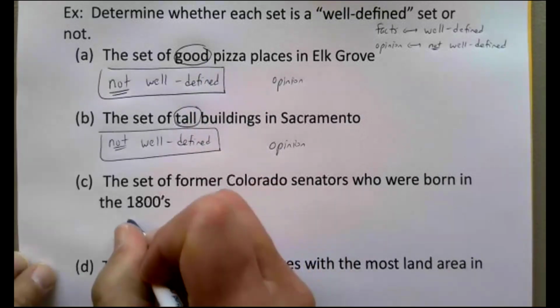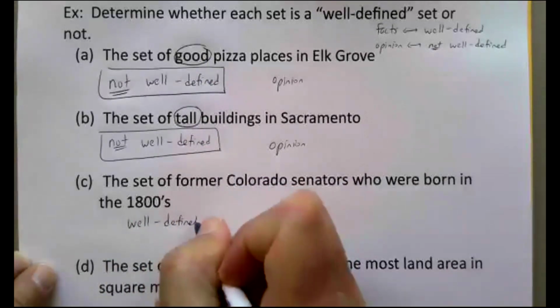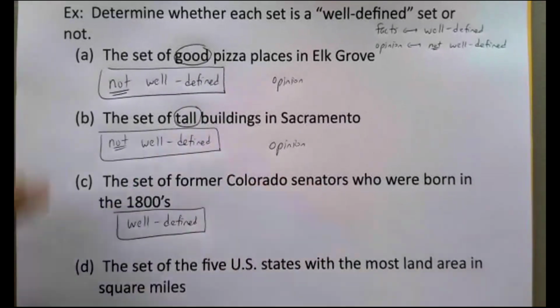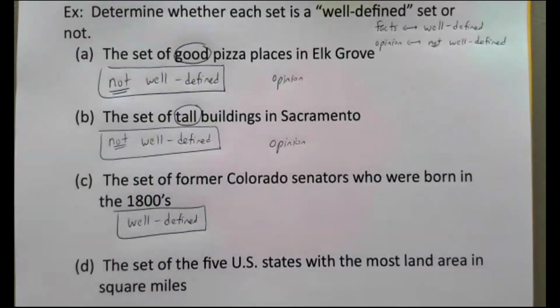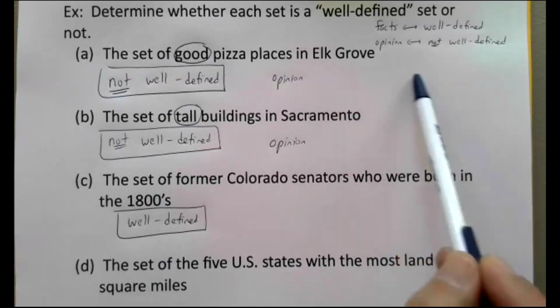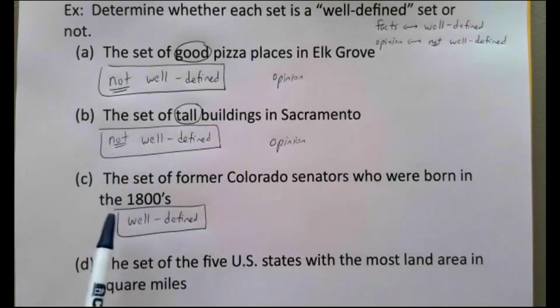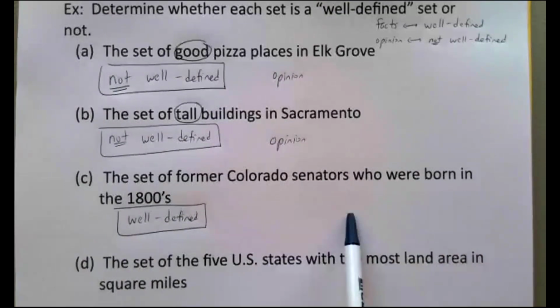Part C is well defined. The set of former Colorado senators who were born in the 1800s. Now, what I sometimes hear my students say is, well, I don't think that's well defined because I can't write any down. I don't know what they are. I know some good pizza places in Elk Grove. I can write what I think the set is. So some people think this is well defined because they can write some down, and some people think this is not well defined because they can't.